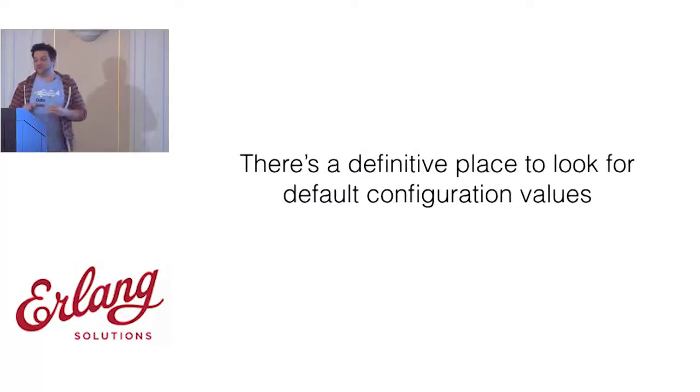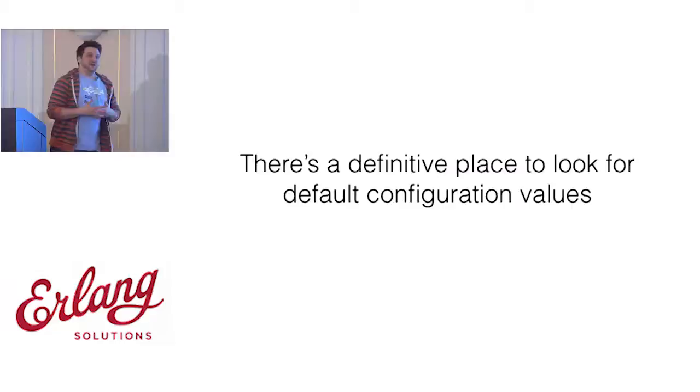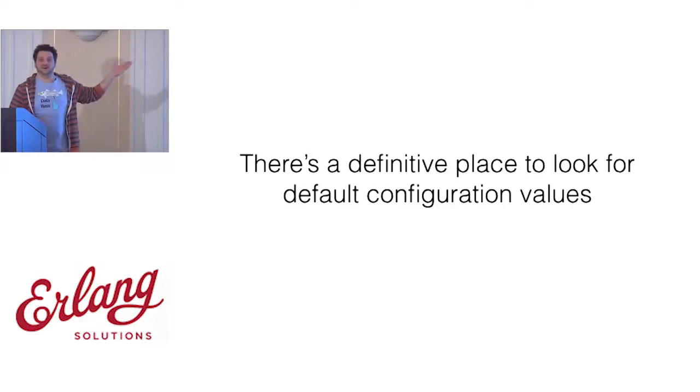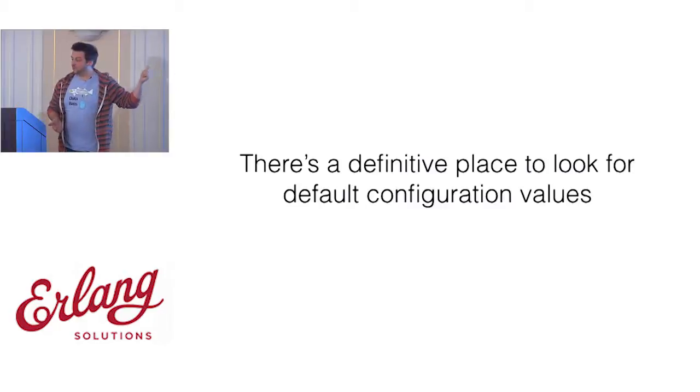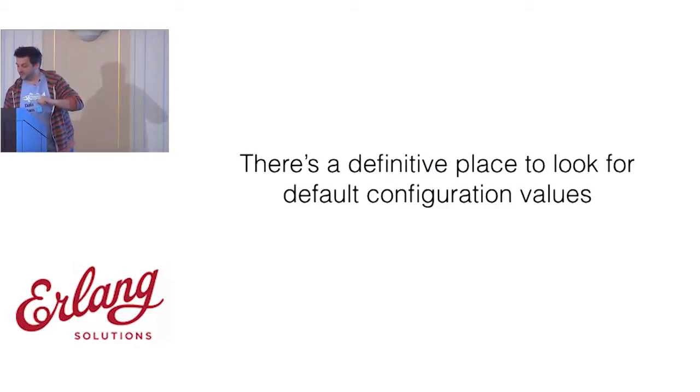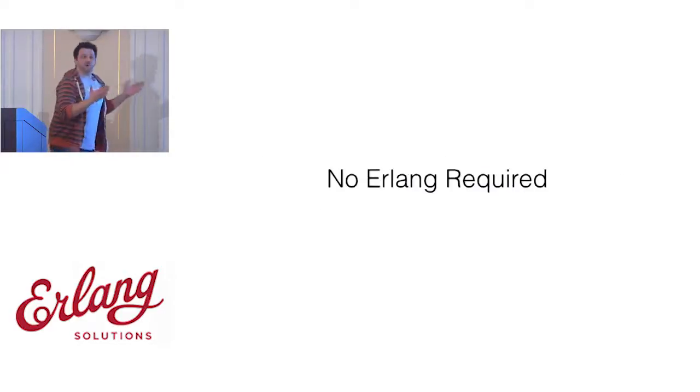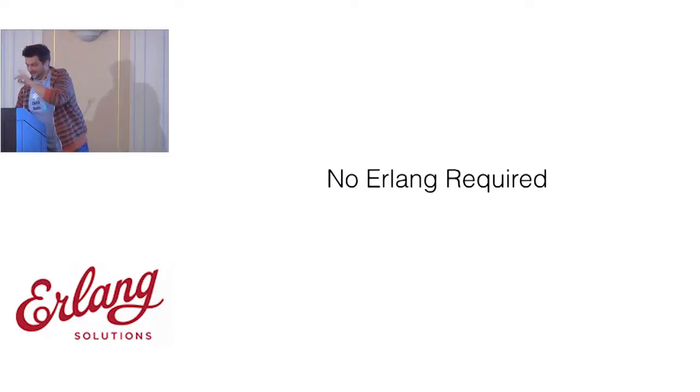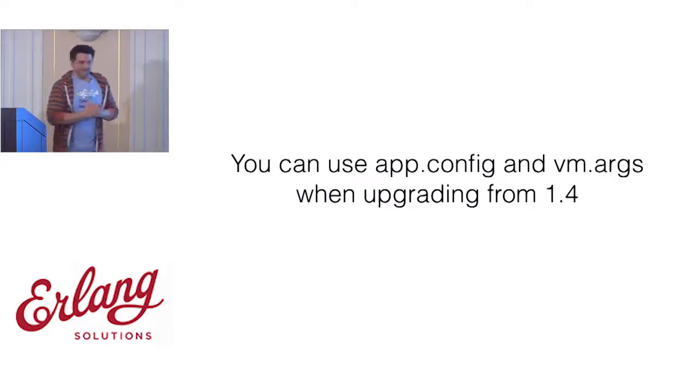So yeah, there is a definitive place to look for default configuration settings. For humans, it's that documentation describe command that I was talking about before. For programmers, it's something else that we'll talk about in a little bit. But most importantly, there's no Erlang required. We haven't talked about any Erlang yet. Nobody's done any Erlang to configure this Riak node, and I think that's really important. And why, I'll tell you later.